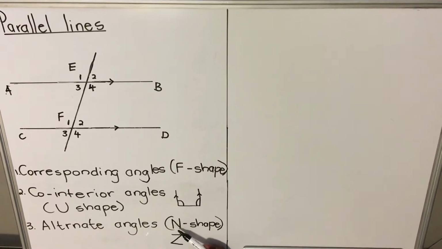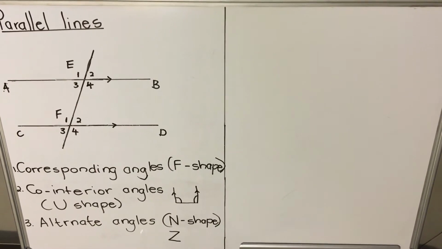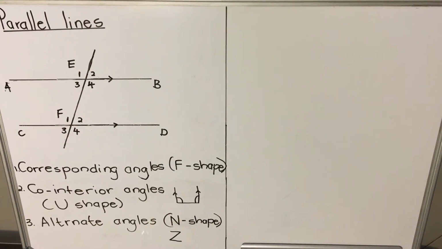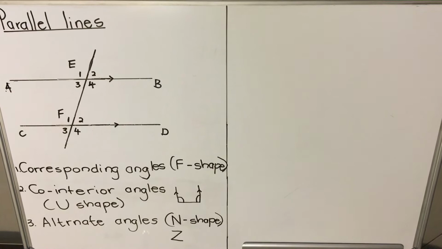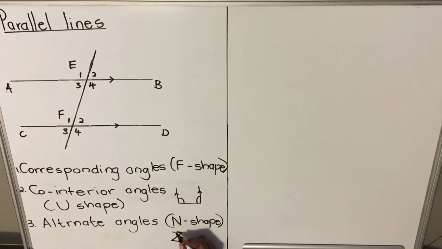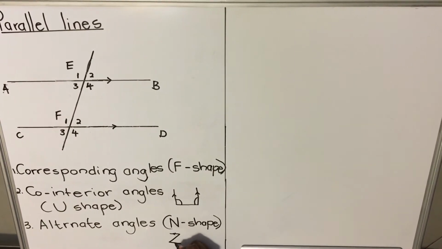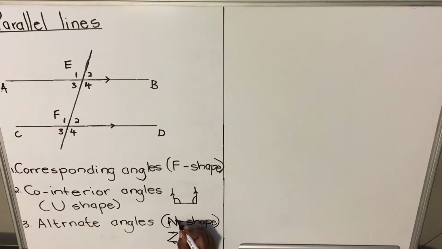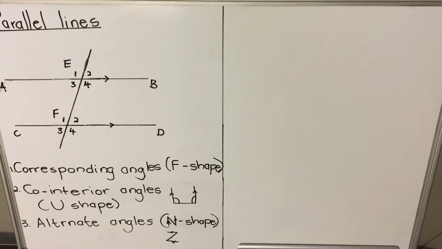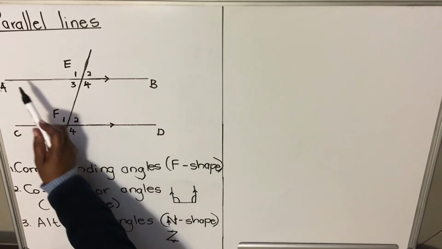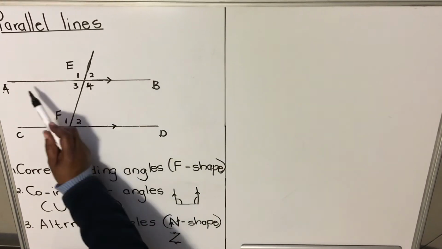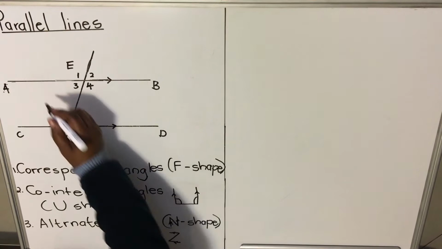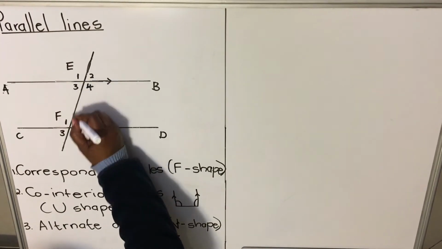You look for an N shape or a Z shape. Okay, let's look for that in our diagram. And also this must be parallel to that. That must be parallel to that. Okay, let's look at our diagram. Here are our parallel lines. So our alternate angles will come like that.